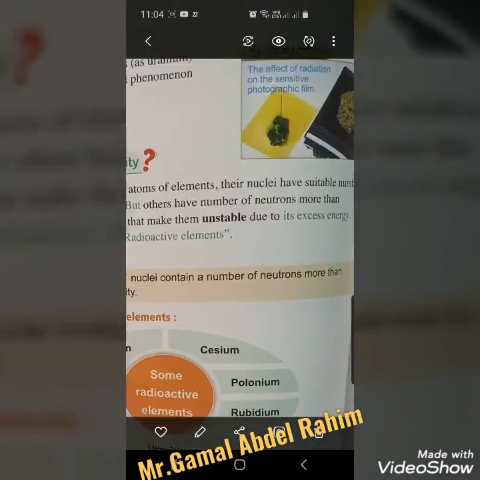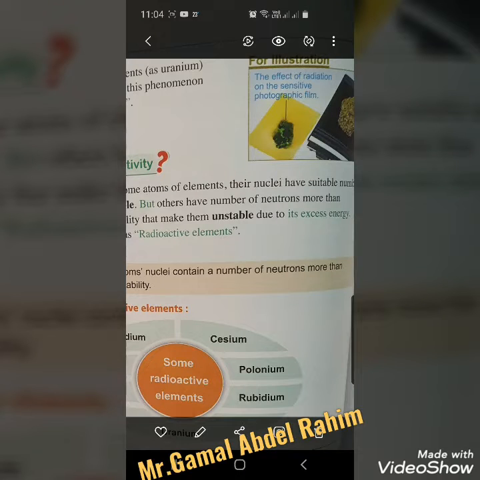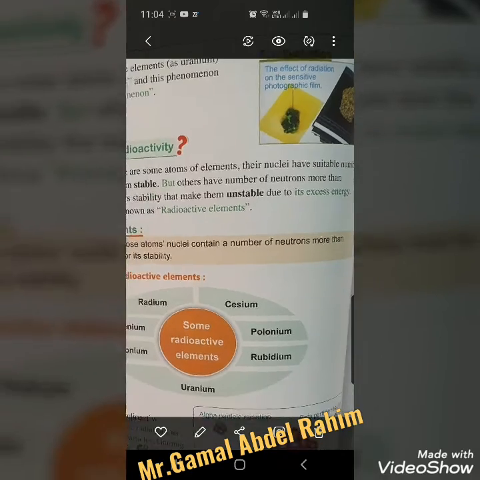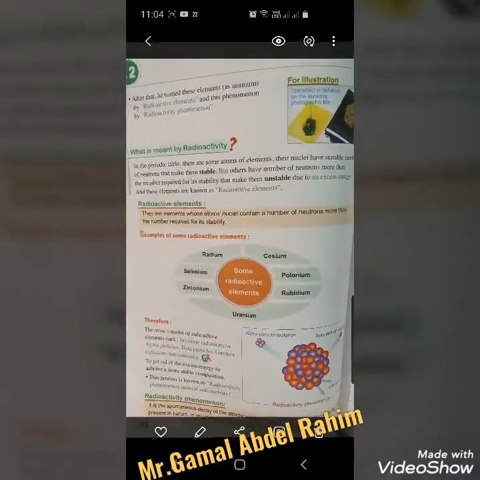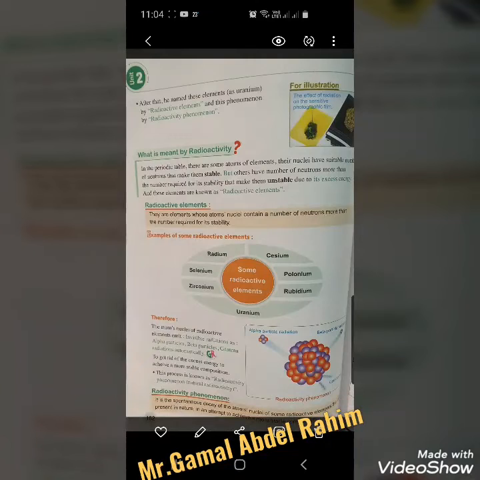If you look at this picture, he put a piece of uranium over a solid object, maybe a piece of metal or a piece of rock, and put a photographic film below it. He observed that the rays penetrate the solid object and go to the photographic film and make an image on it. After that, he named this phenomenon the radioactivity phenomenon, and he named the uranium element a radioactive element.